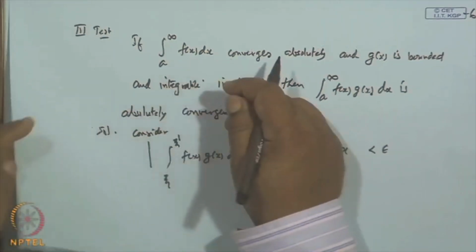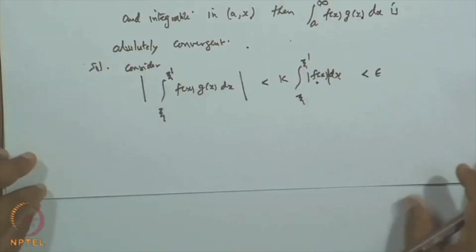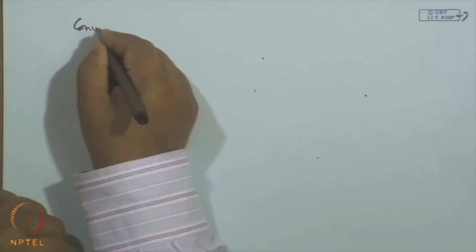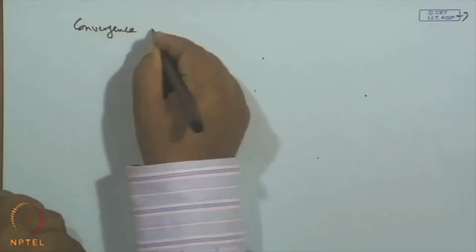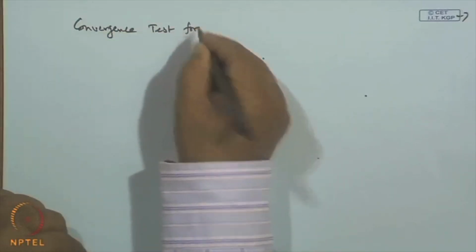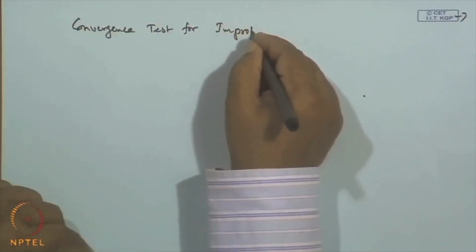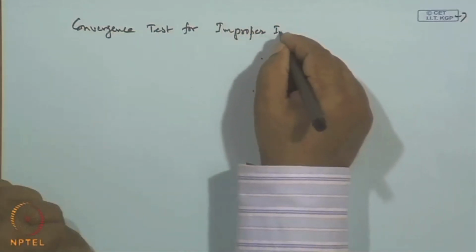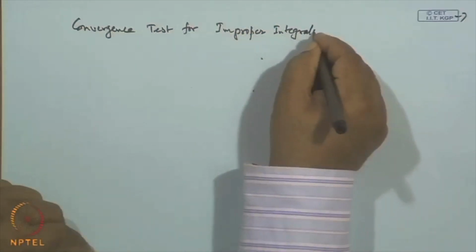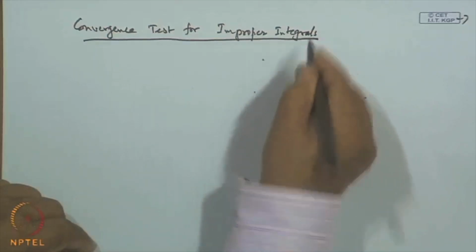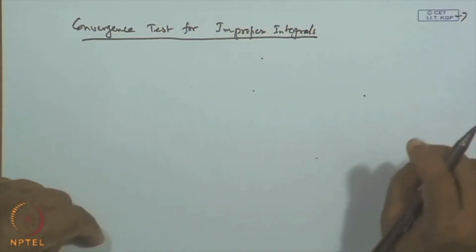So, this shows that this is convergent, okay. Now, these are the general cases. In particular, we can see the cases of the convergence tests for improper integrals. This is a particular case, okay.